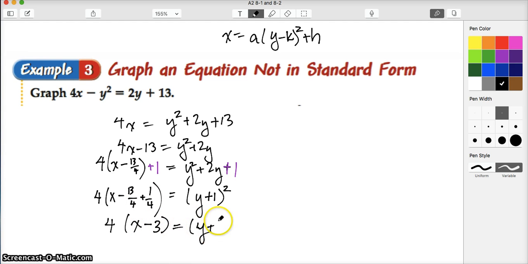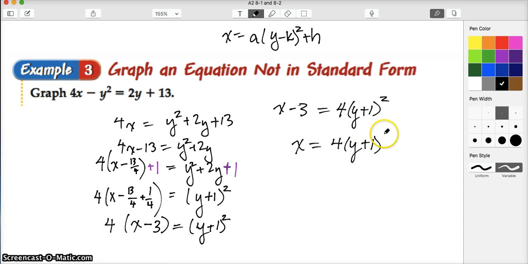And now I'm about to bring it home. I'm going to divide both sides by 4. So I have x minus 3 is equal to 4 times (y plus 1) quantity squared, and bring it to the standard form that the text likes: x is equal to 4 times (y plus 1) quantity squared plus 3.